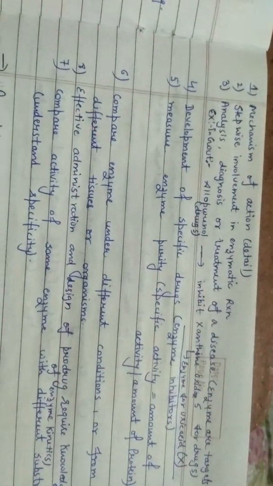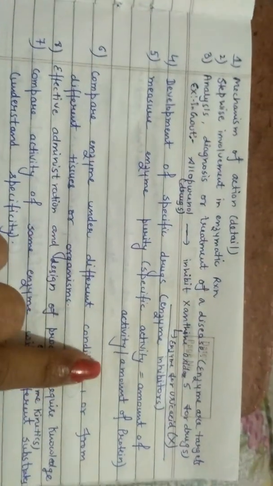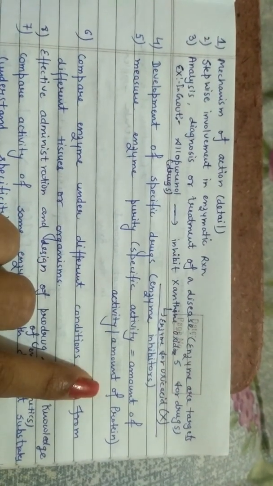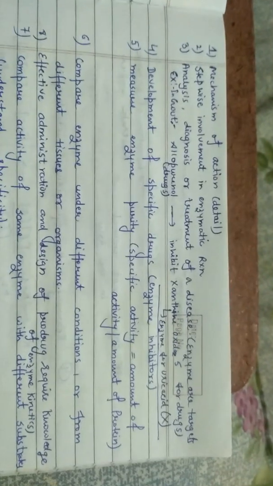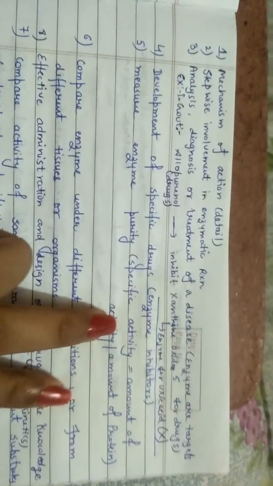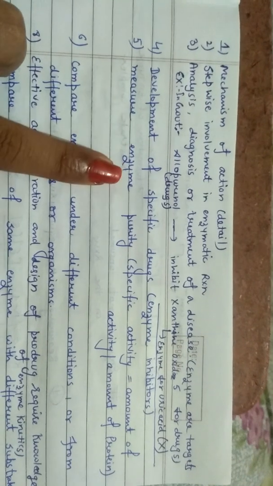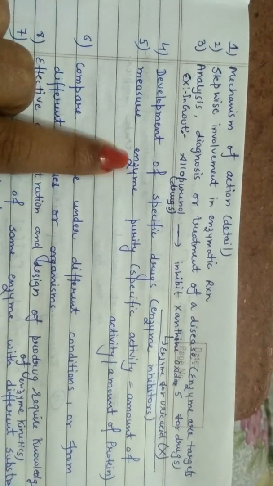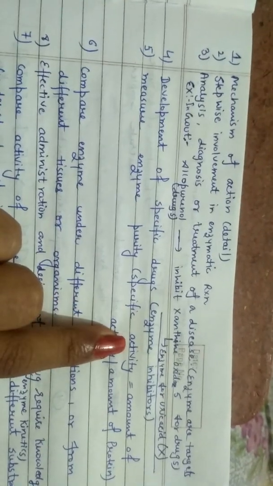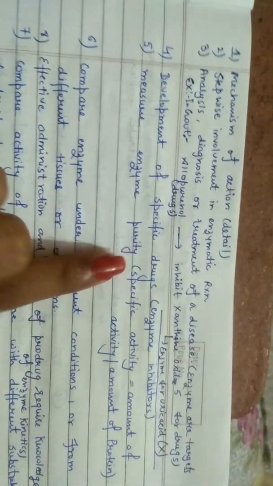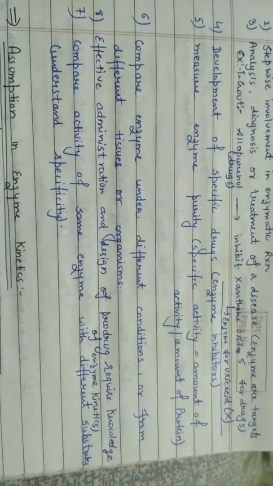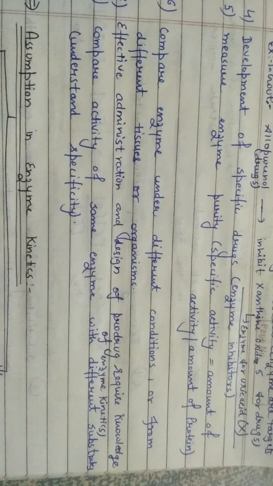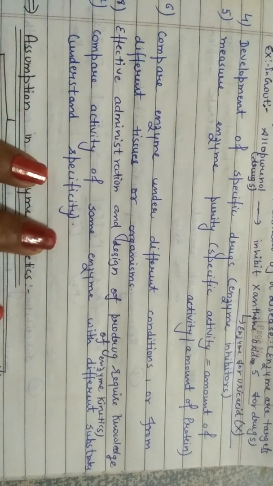We can even purify an enzyme. Specific activity is basically the amount of activity per amount of protein. We can measure enzyme purity using enzyme kinetics, because as specific activity increases, we can say that the enzyme is purer. We can also compare enzymes under different conditions, from different tissues or organisms.